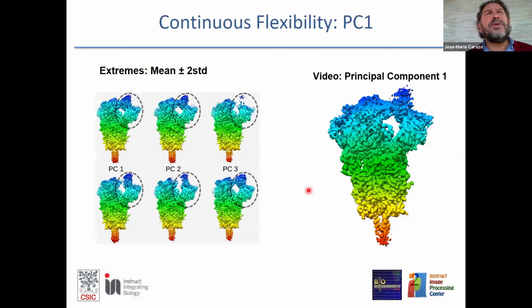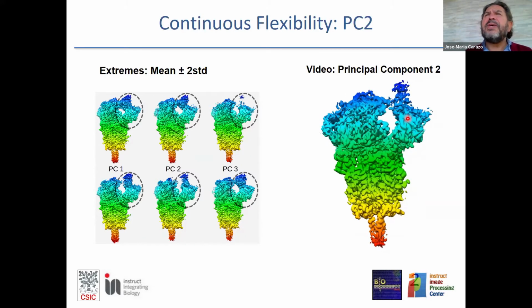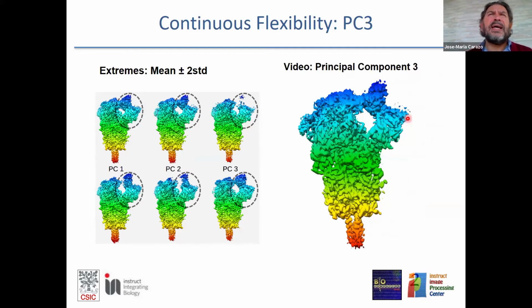For instance, here we have principal component 1. Let me go again. You see that the movement that is happening, the closing, is very clear. When we go to other components, we see that it's not exactly an opening and closing, but a complete remodeling of the receptor binding domain. And the case of factor 3 is exactly the same.